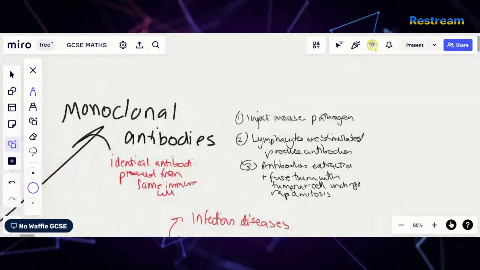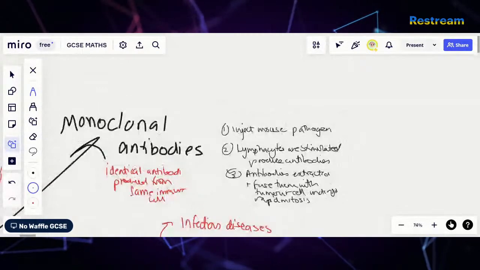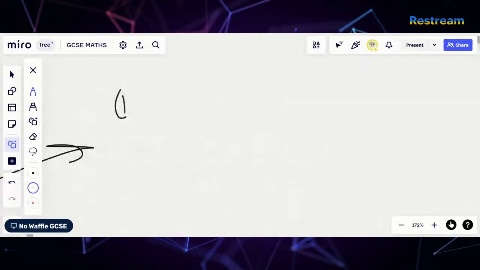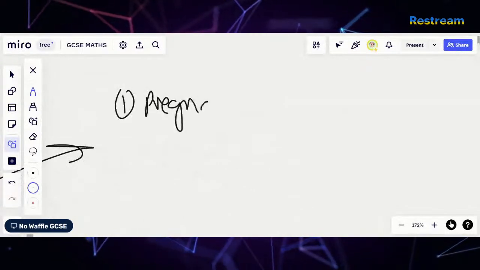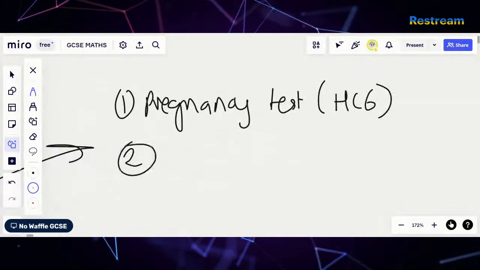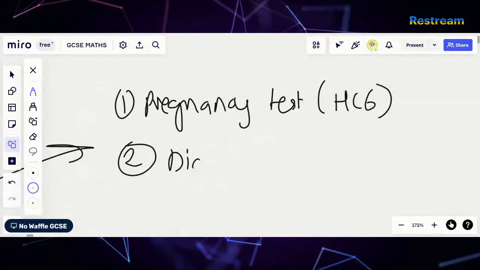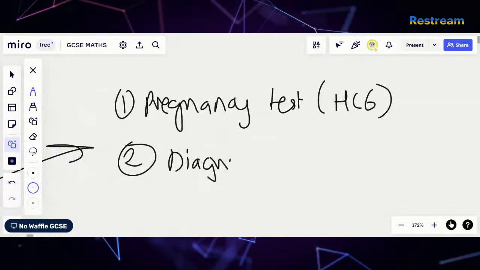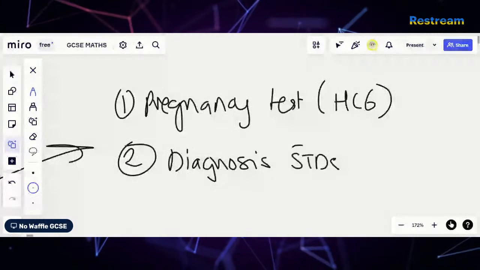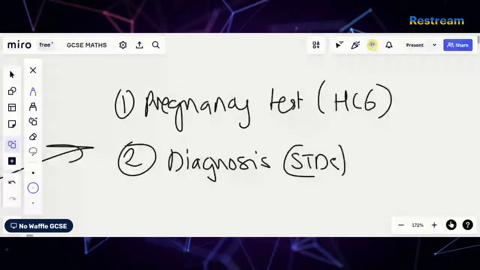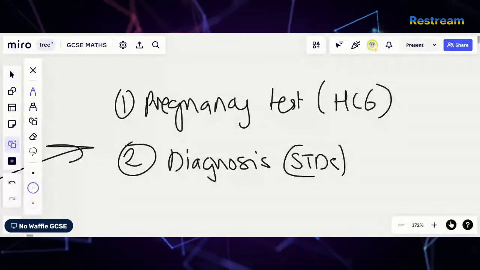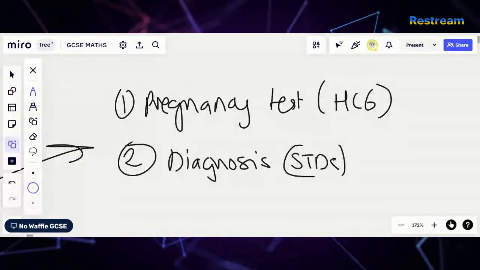Now, there are some uses of monoclonal antibodies. If we're talking about uses, they're used in pregnancy tests with the HCG hormone. They're used in diagnosis. It can be used in diagnosis of STDs, and it can also be used in laboratories to measure and monitor the level of hormones and chemicals in your body.